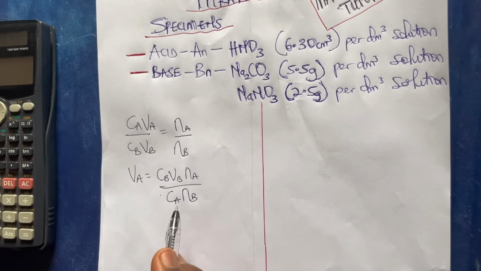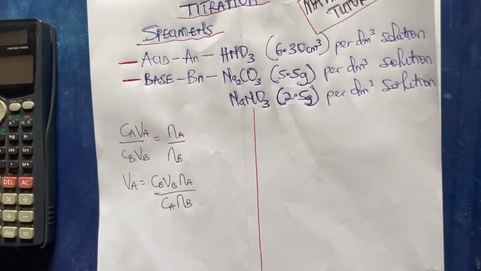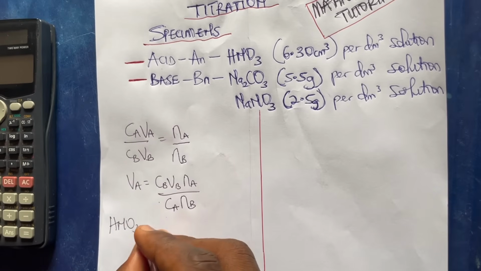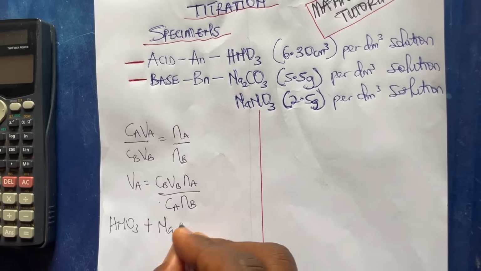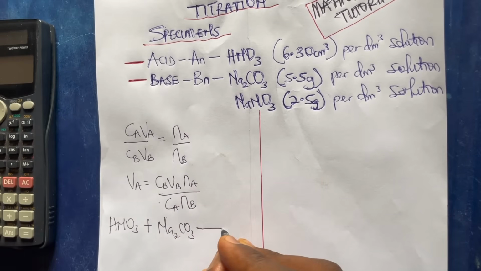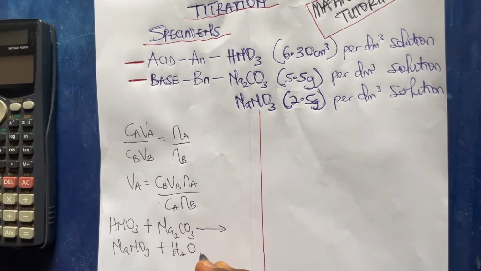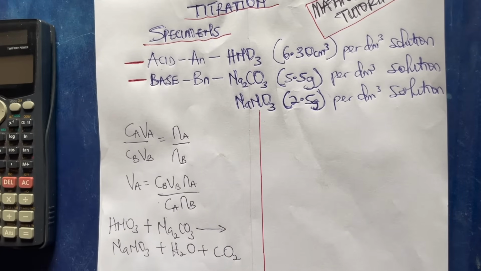For me to get my NA and NB, I will need to write the equation of the reaction. That will be HNO3 plus Na2CO3 to give NaNO3 plus H2O plus liberation of gas, CO2. You can put the states of matter, or you may not.